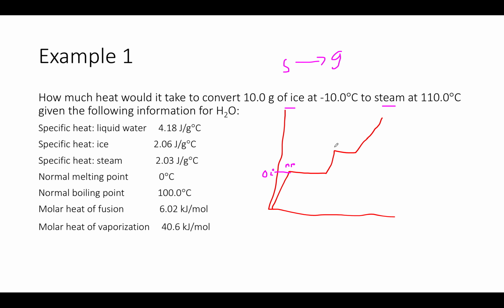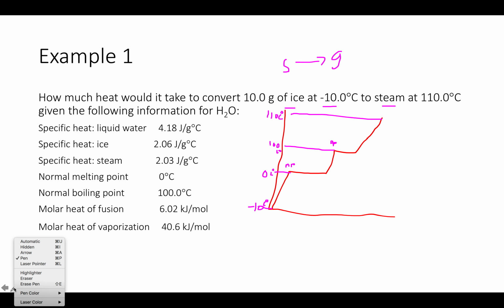What else do I know? I know that the boiling point occurs right here. And that's 100 C for water. But if you notice, we're starting at negative 10 degrees Celsius. So we're actually starting below the melting point, which means that it's a solid, and that makes sense because it's solid ice. And we're converting it to steam. That's above the boiling point at 110 degrees Celsius.